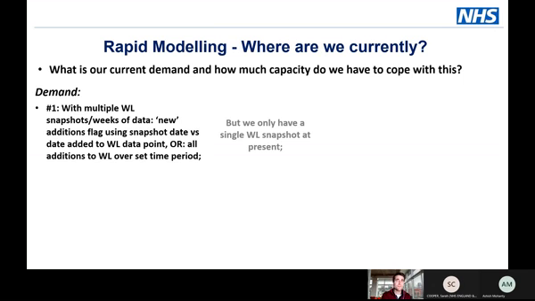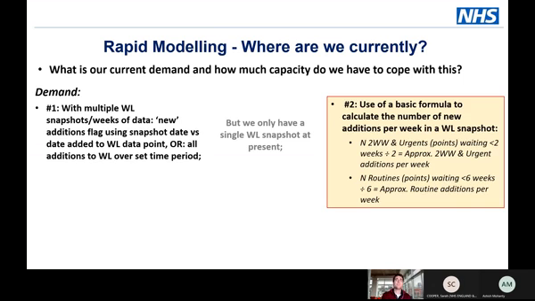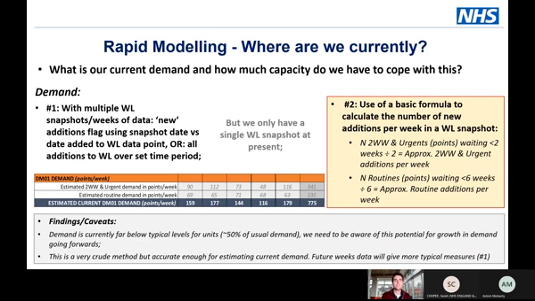One of the things you can do is use a basic calculation to look at the number of 2-week waits and urgents who have been waiting less than 2 weeks, divide that by 2, and it gives you the approximate number of those patients that have been added per week. If you do the same for the 6-week waiters, so routines waiting less than 6 weeks, divide that by 6, it gives you the approximate number of routine additions per week, or you can chop up that calculation however you want. But that is a very crude way of being able to look at the number of additions that are on your most recent waiting list.